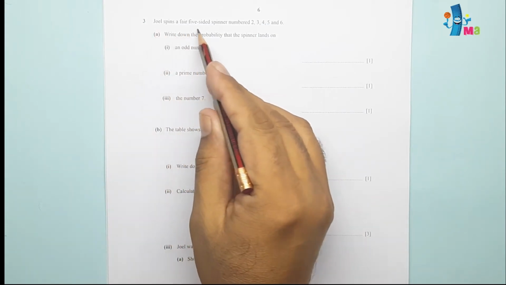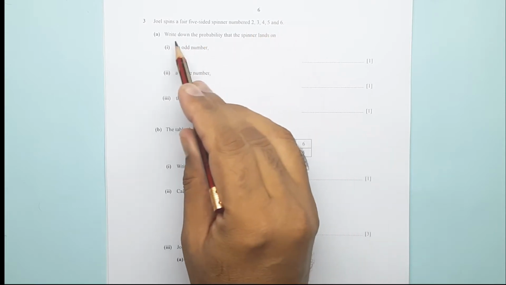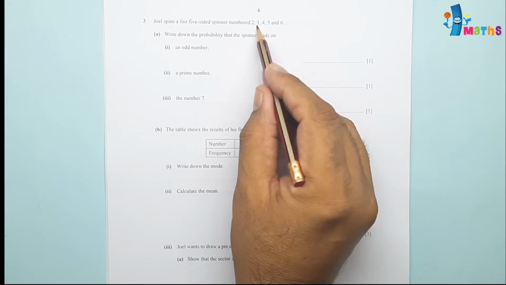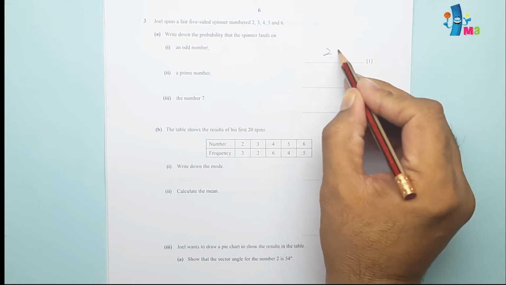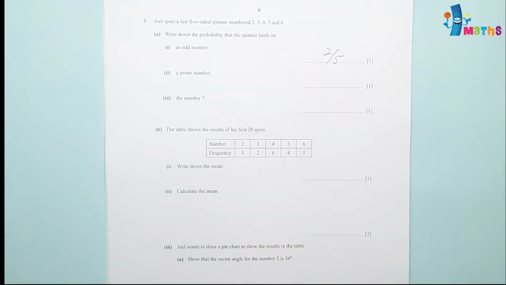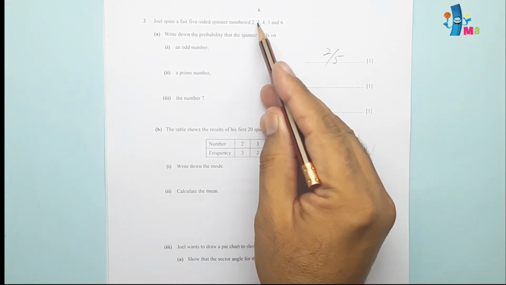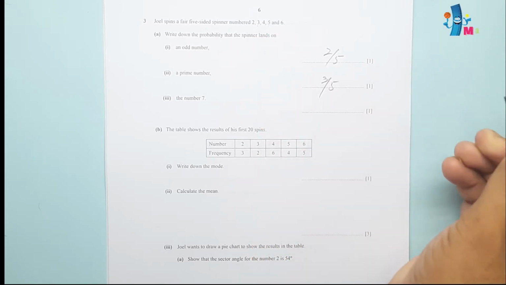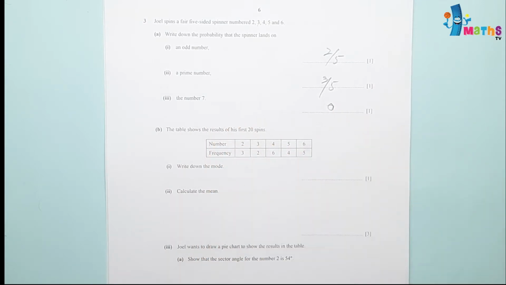Question number 3. Joel spins a fair 5-sided spinner with numbers 2, 3, 4, 5, 6. Write down the probability that the spinner lands on an odd number. Odd numbers are 3 and 5. So there are only two odd numbers. You can give 2 out of 5. Total numbers are 5. A prime number, prime numbers are what? Prime numbers are 2, 3 and 5. 3 prime numbers. So 3 out of 5. The number 7, there is no number 7, so 0 probability of getting 7.